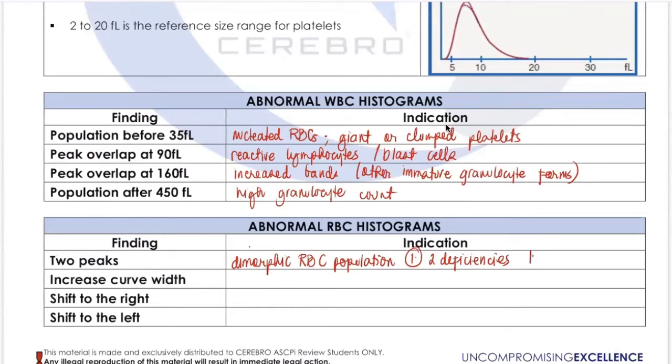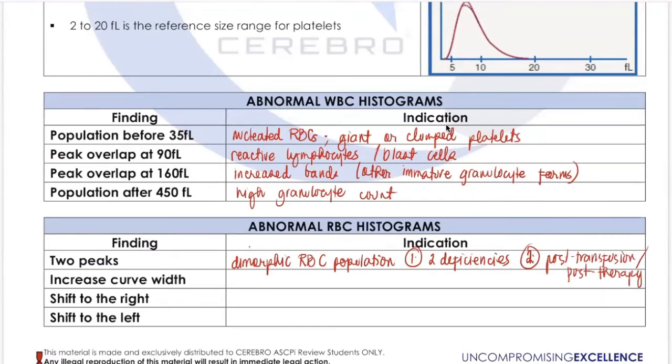Another is in cases of post-transfusion, or we can also call it post-therapy. Let's say, for example, you have iron deficiency anemia. If you have iron deficiency anemia, usually you have microcytic red blood cells. So that is responsible for one peak already. Now, you are given iron supplementation. Because of that, the correct morphology of your red blood cells is restored.